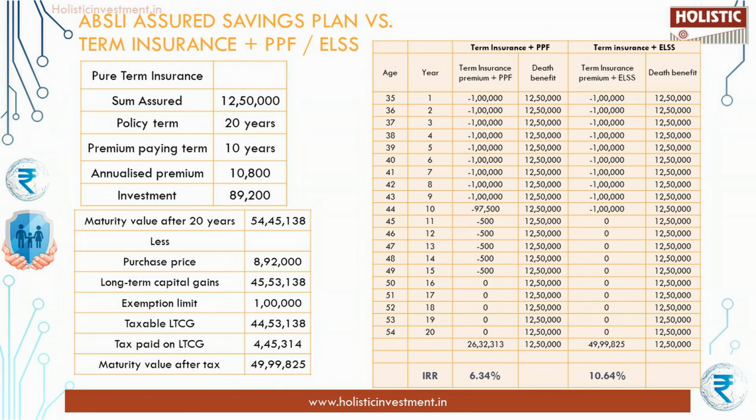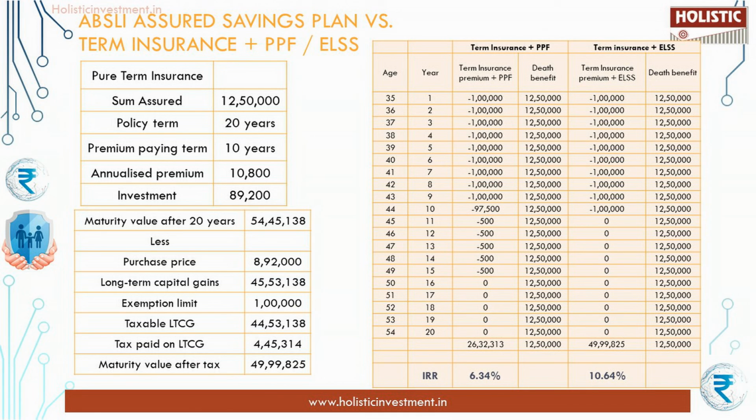For a sum assured of 12.5 lakhs, the premium would be around 10,800. The policy term is 20 years and the premium paying term is 10 years. In the earlier case, for the same metrics, the annual premium is 1 lakh. Here you are left with 89,200 after the premium payment. This could be invested in wealth accumulation.